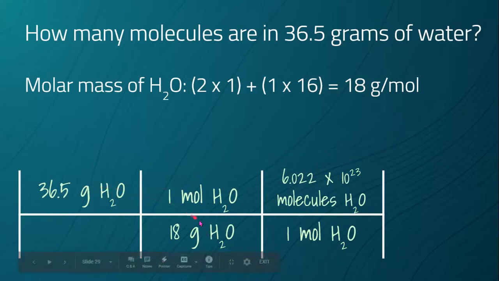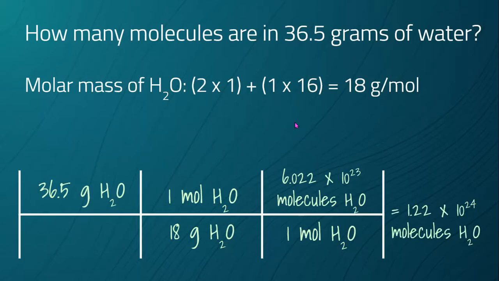My grams are going to cancel out, my moles cancel out, and now I'm left with molecules of water, which is what I want. So I can stop, multiply across the top, and divide by the bottom. So 36.5 times 1 times 6.022 times 10 to the 23rd divided by 18 divided by 1 should get you an answer of 1.22 times 10 to the 24th molecules of H2O. Please try plugging that into your calculator. If you don't get this same answer, then you are not plugging it in correctly.